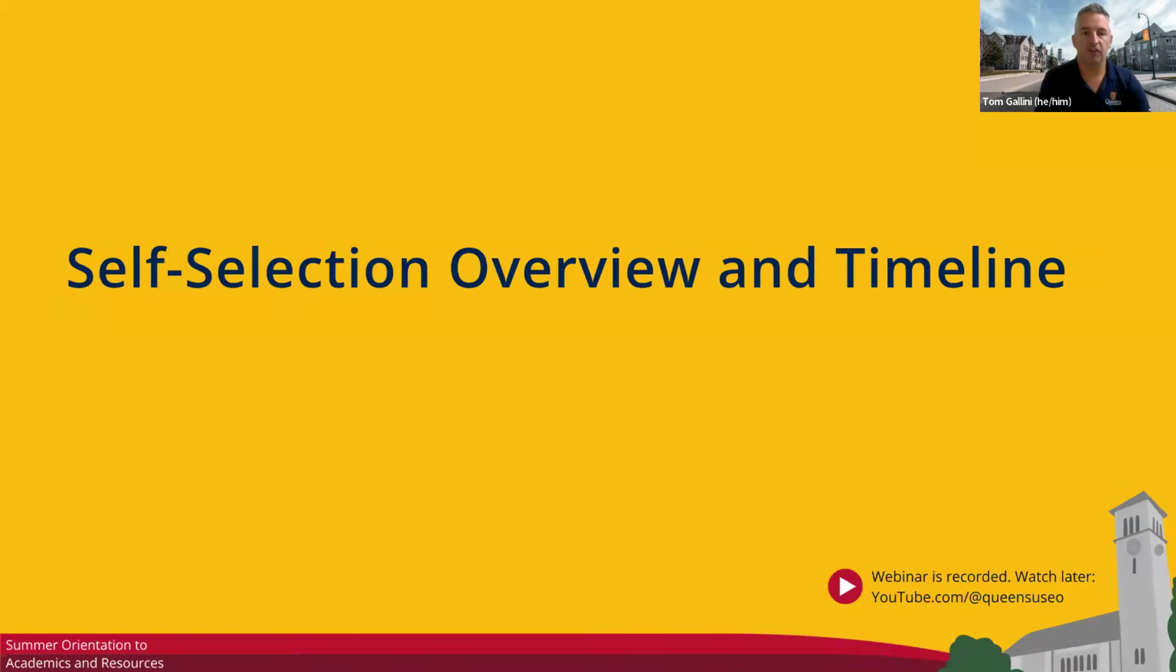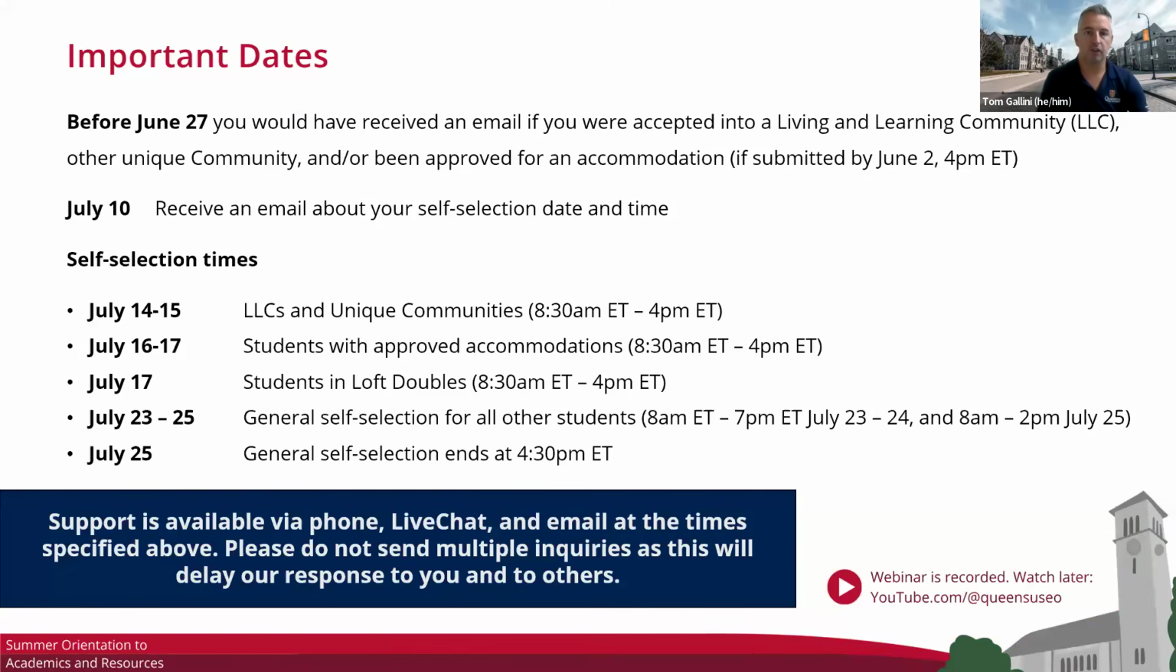So in terms of self-selection itself, these are some of the key dates that I know you're going to be looking for. If you applied to a living learning community, you should have had an email already, either confirming your space in the living learning community or giving you an update saying that we weren't able to place you.